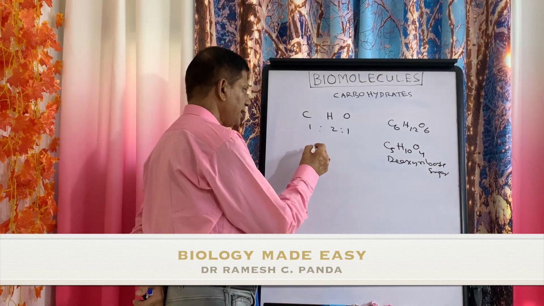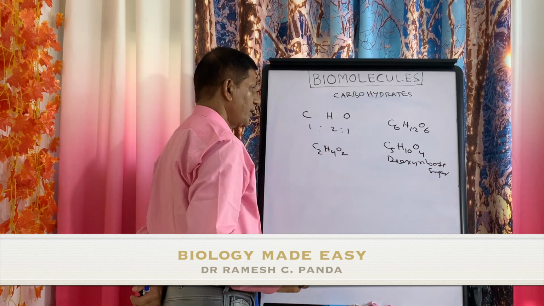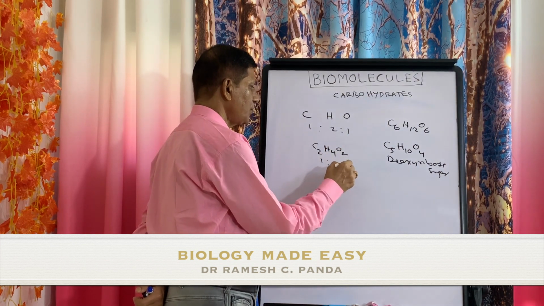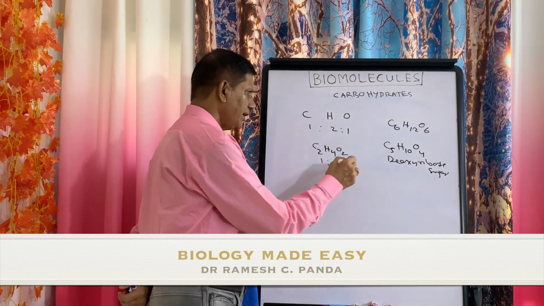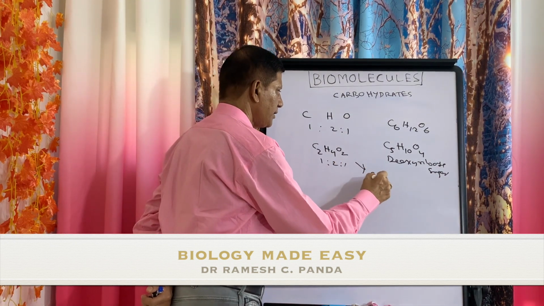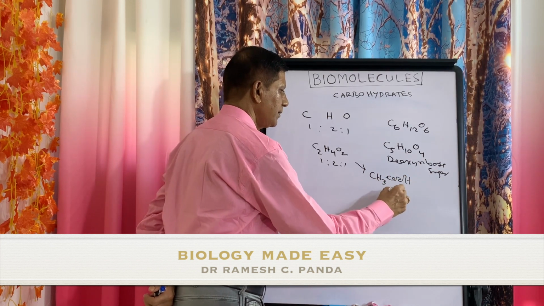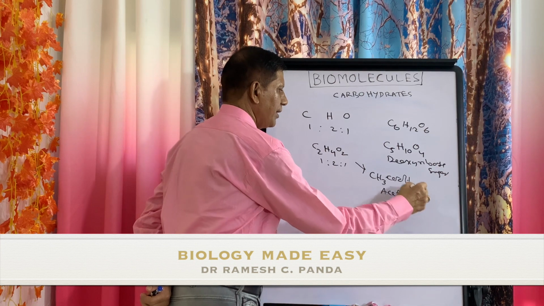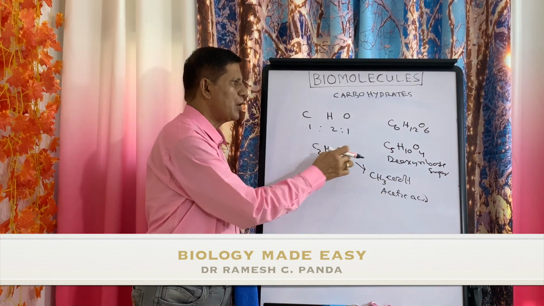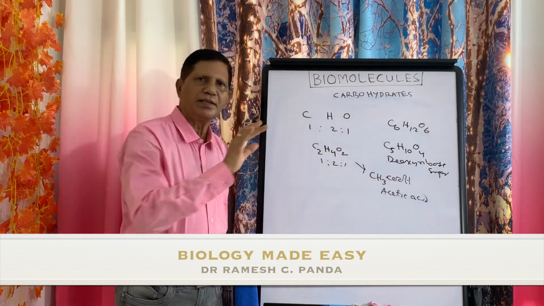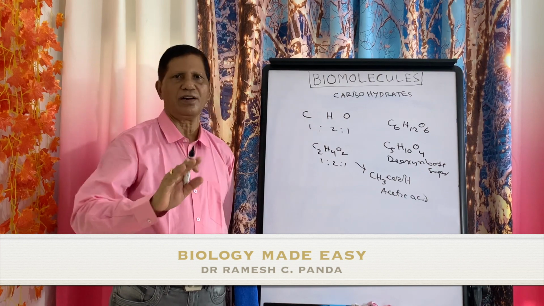Then I am giving another example. C2H4O2. This is coming in the ratio of 1:2:1. That means one will think that this is a carbohydrate. But you see, I am writing it as CH3COOH. This is acetic acid. That means one acid is giving the appearance of a carbohydrate, while one is carbohydrate, but that is not giving the appearance of a carbohydrate. That is why that type of idea is completely wrong.